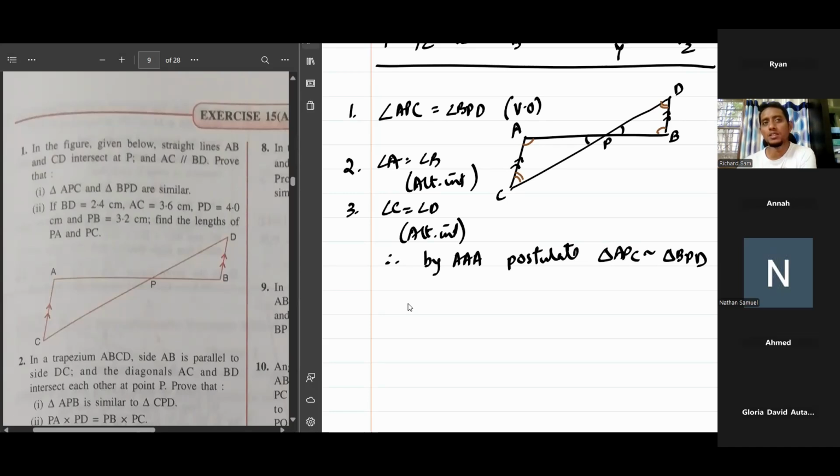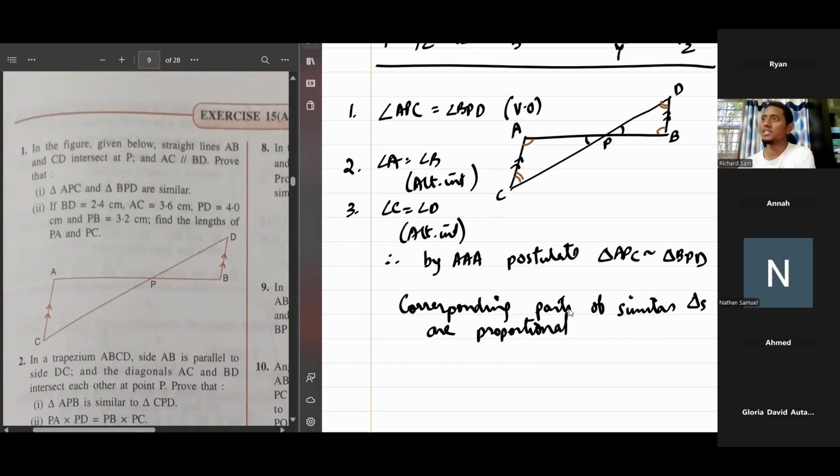Corresponding sides of similar triangles are proportional. What is that? Corresponding sides or corresponding parts. Parts means all angles and sides. Corresponding parts means matching parts of similar triangles. Two triangles are similar, right? So corresponding parts of similar triangles are proportional.